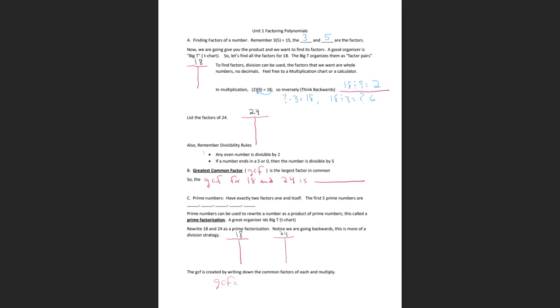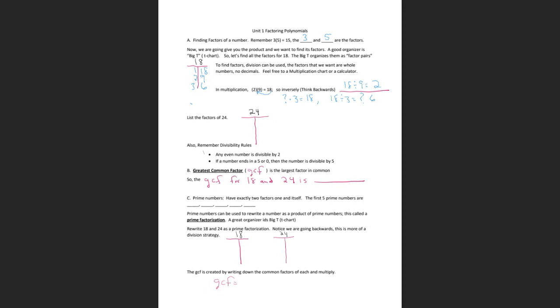So as we do our factor pairs, 1 times 18 would be the first pair that I would want. Then 2 times 9 would be my next pair. 3 times 6 would be my next pair. Notice that 4 is not a factor because there's not another number that would give me 18. It does not divide into it evenly. It gives me a decimal.